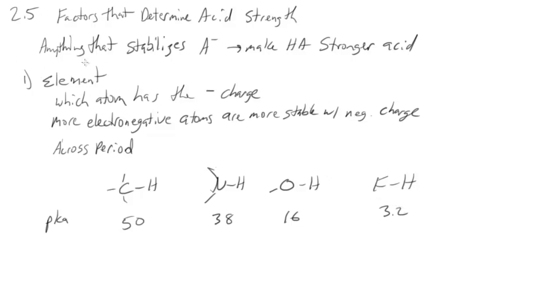So, how big of an effect is this element effect? As we move one element over from carbon to nitrogen, which will be more electronegative, this becomes 10 to the 12 times more acidic. And here, when we move from NH to OH, it's 10 to the 22 times. And then once again, when we go from OH to FH, it's about 10 to the 13 times. It's an enormous difference in acidity as we move across the periodic table from carbon to fluorine.